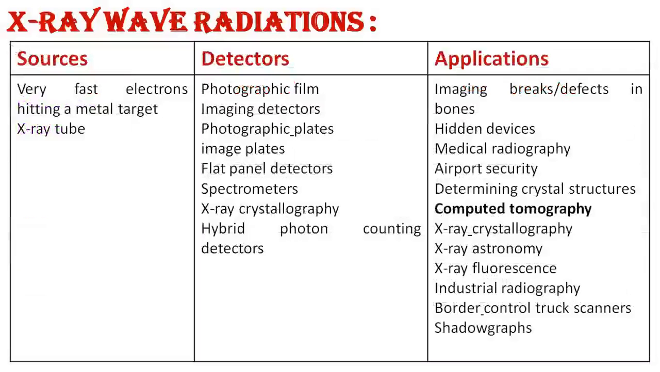The next concept is the sources, detectors and applications of X-rays. Sources are very fast electrons hitting a metal target, the X-ray tube. Detectors are photographic film, imaging detectors, photographic plates, image plates, flat panel detectors, spectrometers, X-ray crystallography and hybrid photon counting detectors. Applications: image broken bones, defects in bones, hidden devices, medical radiography, airport security, determining crystal structure, computed tomography, X-ray astronomy, X-ray fluorescence, industrial radiography, border control drug scanners. So these are the various parameters of X-rays.